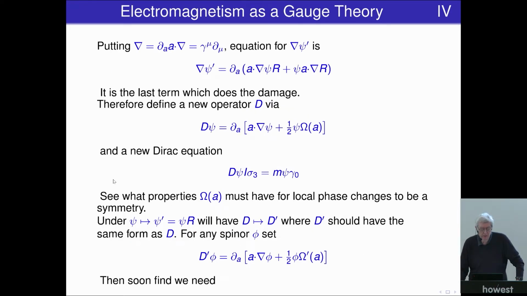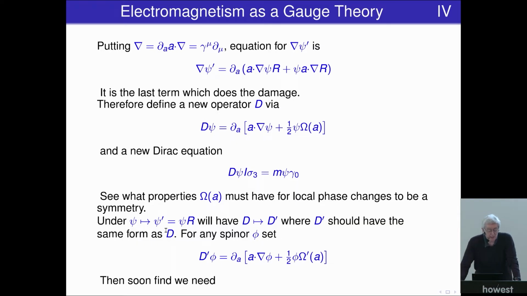Okay, so we can write our equation for grad psi dashed like this. Here we've taken d by dA of A dot grad. That's just a way of reassembling the grad. And psi times A dot grad of R. And it's the last term which is doing the damage. So we define a new operator like this. We define it as the original one, but plus 1/2 psi, and then we put something to the right of psi, omega of A, and we're going to figure out what omega of A has to be to make this work. And we want a new Dirac equation which employs this covariant derivative on the left-hand side.